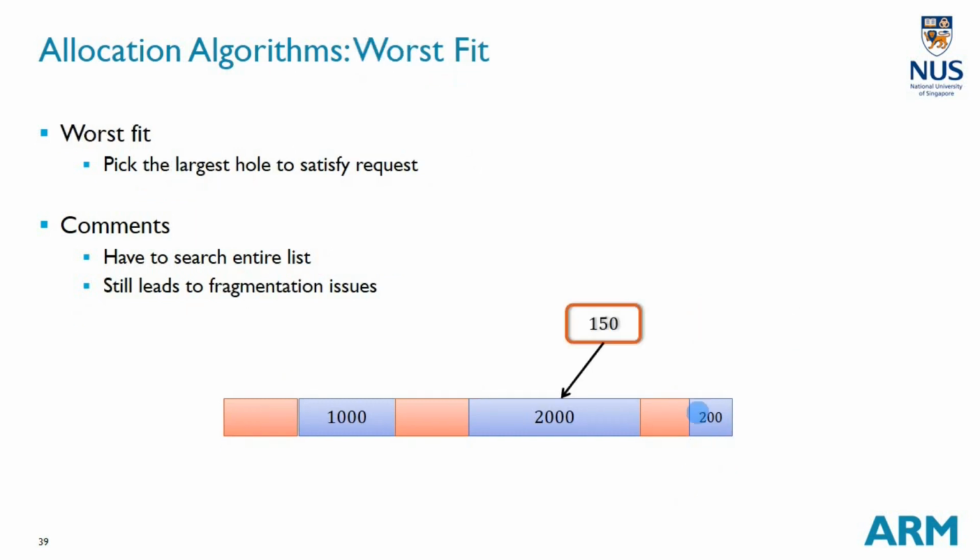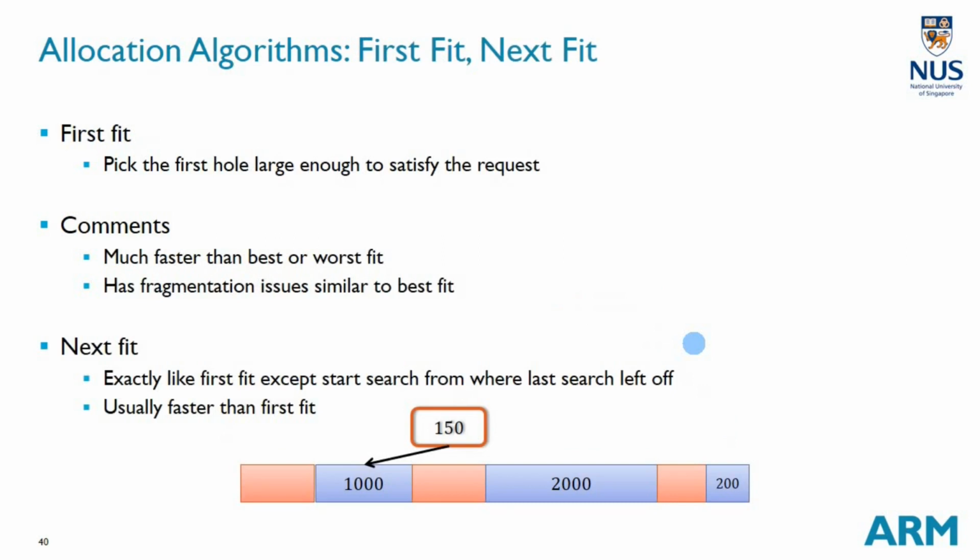The other option is worst fit, where I choose the biggest possible hole to allocate the memory. So again, in this case, I have 1,000, 2,000 and 200. Since I need 150, I take the biggest hole, which is 2,000, and I allocate 150 out of that for this request. But it still leads to fragmentation issues.